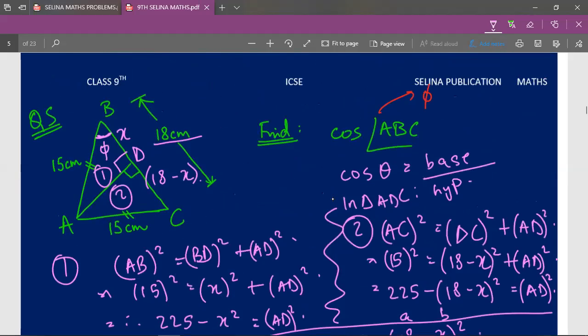So what have we achieved? X over here is 9 centimeters. If x over here is 9 centimeters, then 18 minus x, x is 9, so 18 minus 9 is also 9 centimeters. So both of these sides are equal.